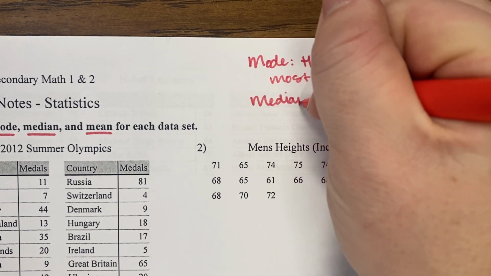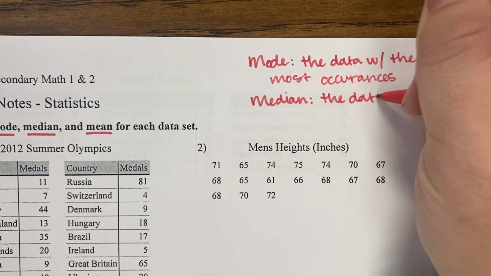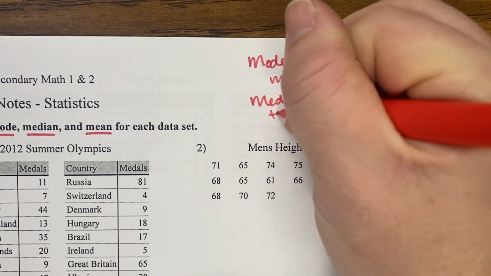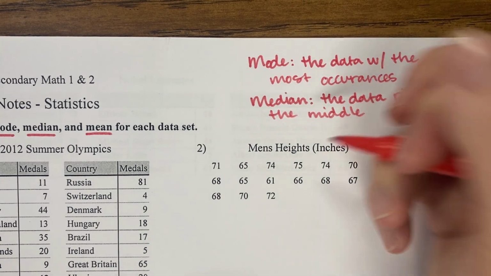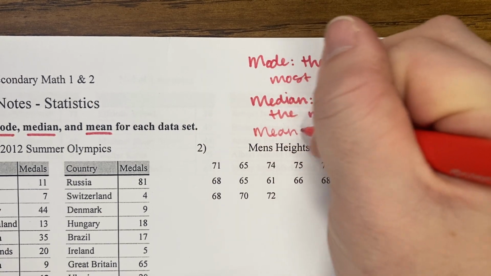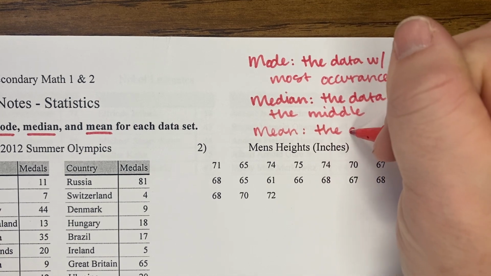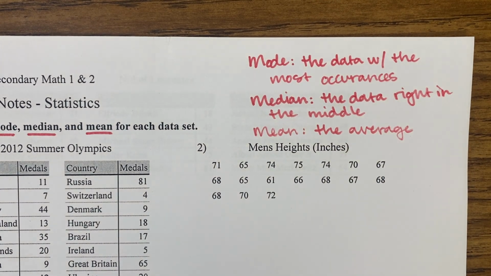Okay, the median, that is going to be the data right in the middle. Okay, and then our mean, that one's probably the easiest to remember. That is the average of all of the data points.